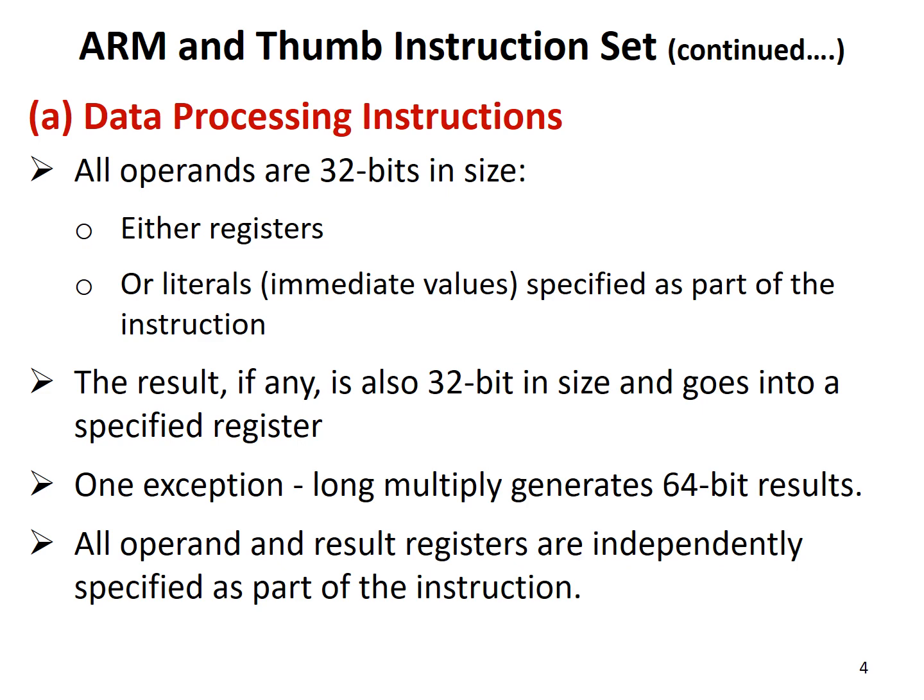First let us see the data processing instruction. Here all the operands are 32-bit in size. It may be a register or an immediate value. The result, if any, is also 32-bit in size and it goes to a specified register. There is only one exception, that is long multiply. It generates 64-bit results. All operand and result registers are independently specified as a part of the instruction.